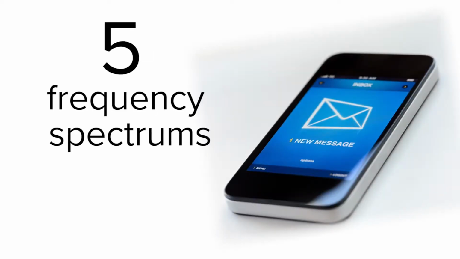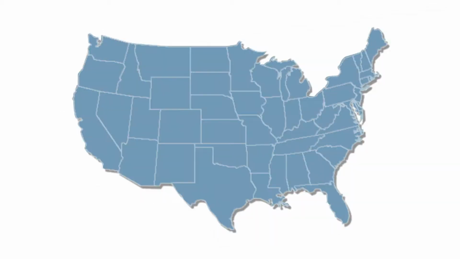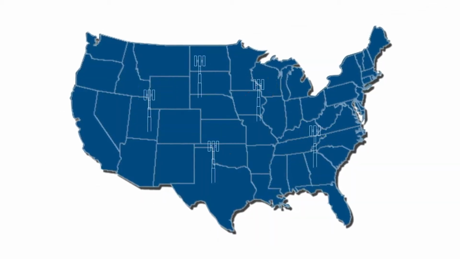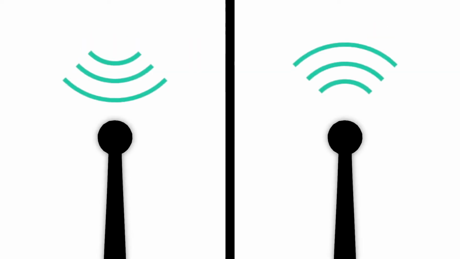Cellular signal is divided up into 5 frequency spectrums. Each of these spectrums is then divided into bands or channels. Each cell carrier owns and uses different bands and channels throughout the country. Cellular communication uses different channels for uplink and downlink within the same frequency.